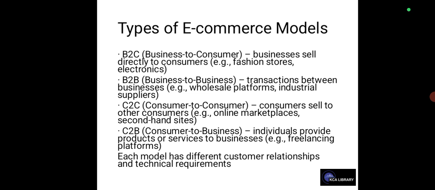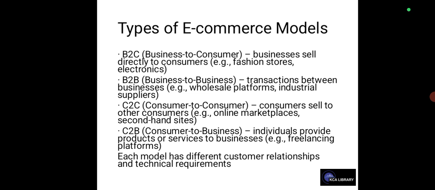Now, the final one is C2B, which is consumer to business. In this model, individuals provide products or services to businesses. You can say that it is from consumer to business. For instance, maybe you own a site that is dedicated to freelancing, like Upwork, Freelancer, and so many others. Those platforms are designed using this model, the C2B or consumer to business e-commerce model.